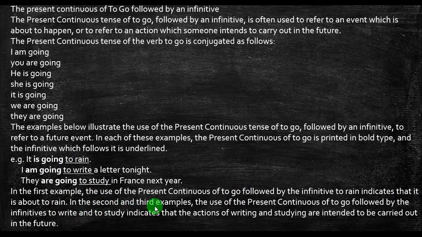So in the second and third examples, the use of present continuous of to go followed by the infinitives to write and to study indicates that the action of writing and studying are intended to be carried out in the future.